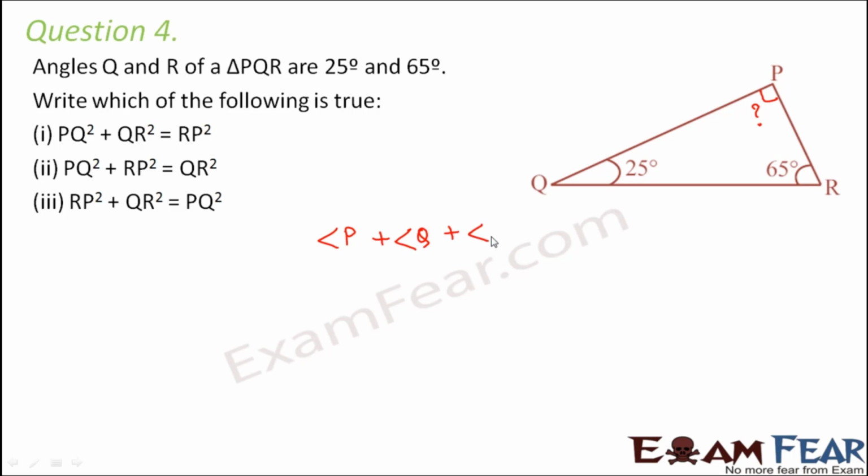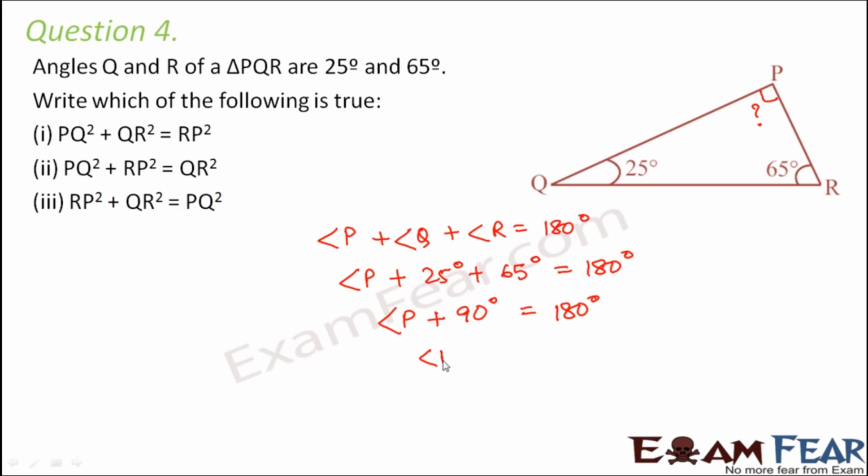So angle P plus angle Q plus angle R is equal to 180 degrees. So angle P plus 25 degrees plus 65 degrees is equal to 180 degrees. What is 65 plus 25? That is 90 degrees. So 90 plus angle P is equal to 180 degrees. Therefore angle P is equal to 180 minus 90, which is equal to 90 degrees.